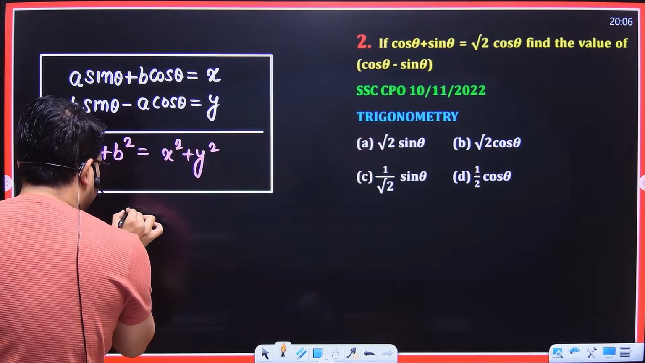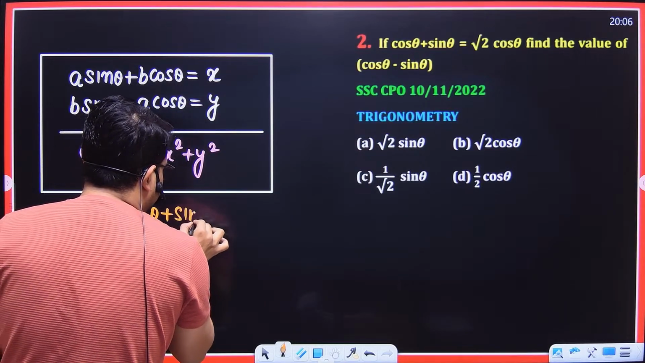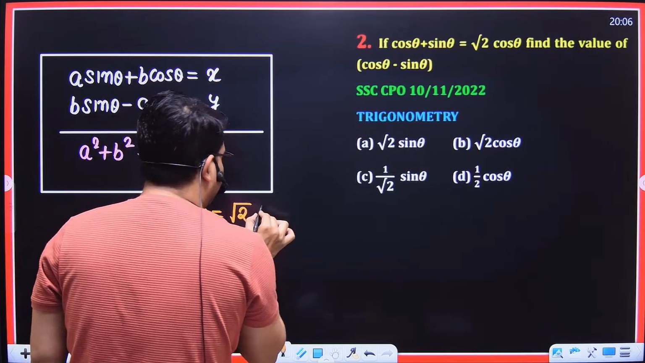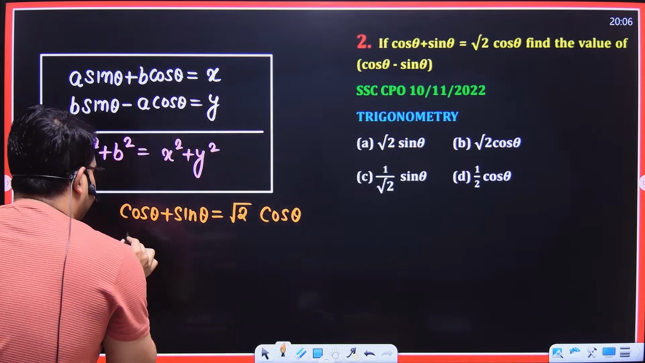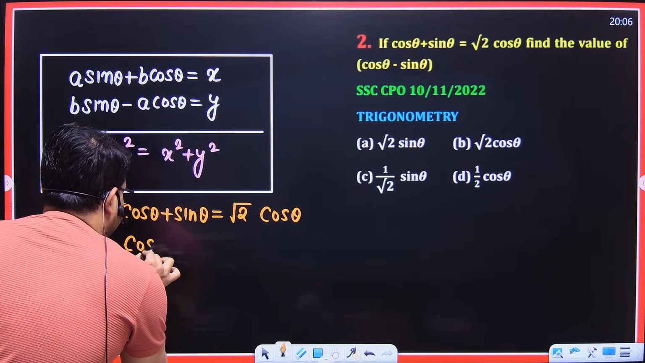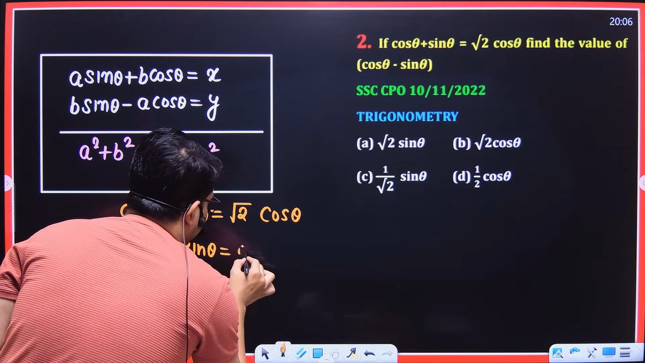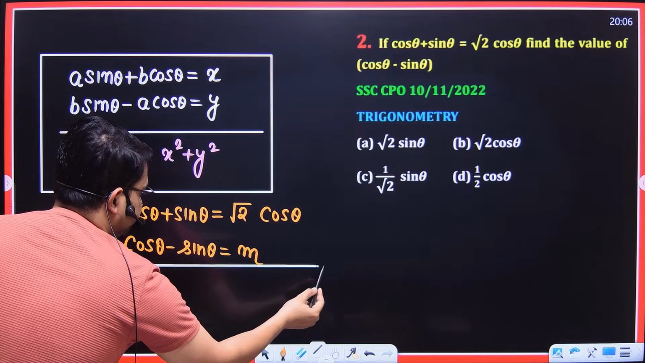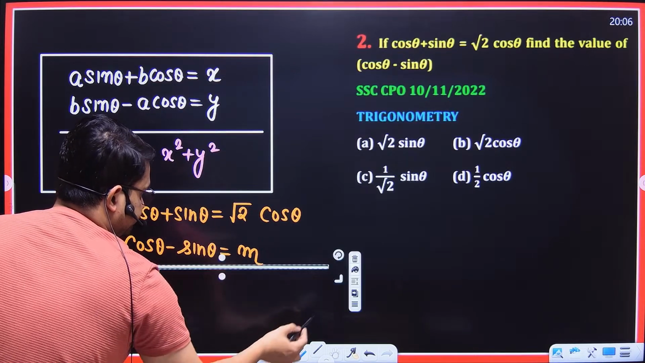Say cos theta plus sine theta is equal to root 2 cos theta. What we have to write? We have to tell cos theta minus sine theta. Suppose this one is equal to m. We have to calculate the value of m. So what will we do? We will calculate the value of m.